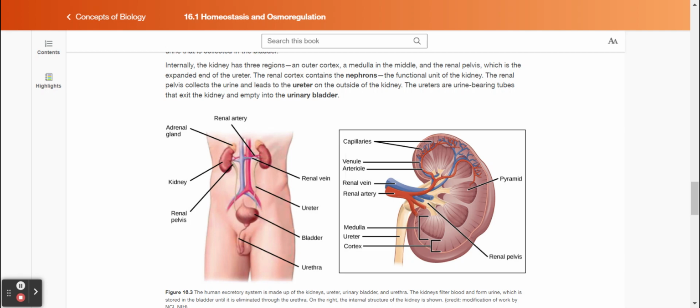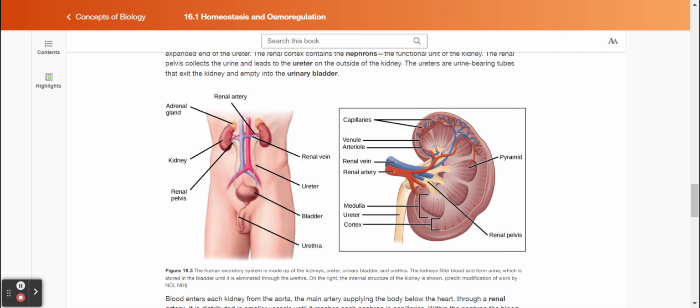Internally, the kidney has 3 regions: an outer cortex, a medulla in the middle, and the renal pelvis, which is the expanded end of the ureter. The renal cortex contains the nephrons, the functional unit of the kidney. The renal pelvis collects the urine and leads to the ureter on the outside of the kidney. The ureters are urine-bearing tubes that exit the kidney and empty into the urinary bladder.